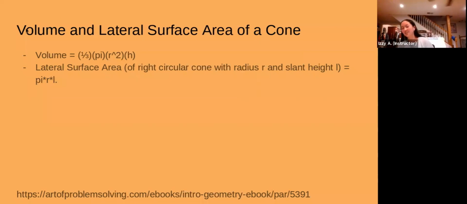All right. So next, we have the volume and lateral surface area. So the volume is 1/3 times pi times r squared times height, and the lateral surface area, and this would apply to a right circular cone with the radius r and slant height L. That's going to be pi times r times L.